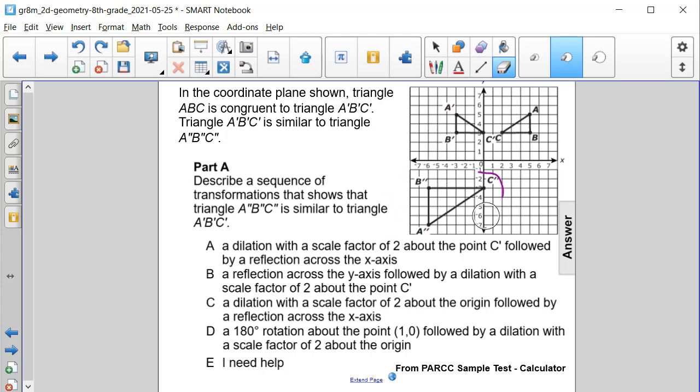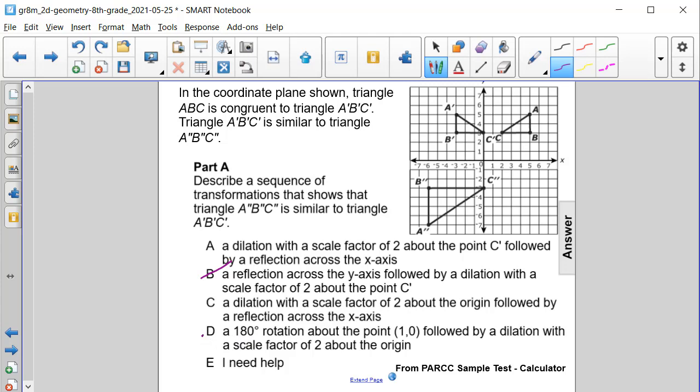All right. The other thing that we have to consider is it goes from A prime being up here to A double prime being down here. That's going to involve a reflection. And it looks as though it's a reflection across the x-axis. So a reflection across the x-axis. A is still a possibility. B is definitely not, because we're not reflecting across the y-axis to get down here. Okay, reflection, that one's still okay.